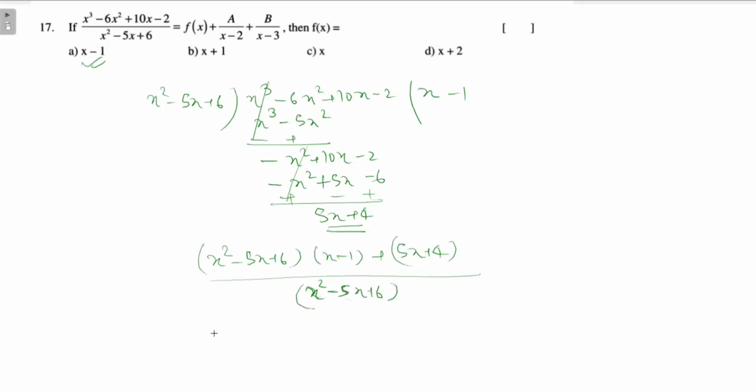Right, now when you divide it, this will become x minus 1 and this will become (5x plus 4) upon (x squared minus 5x plus 6). So now, they're interested in this one. So this is what you will get.